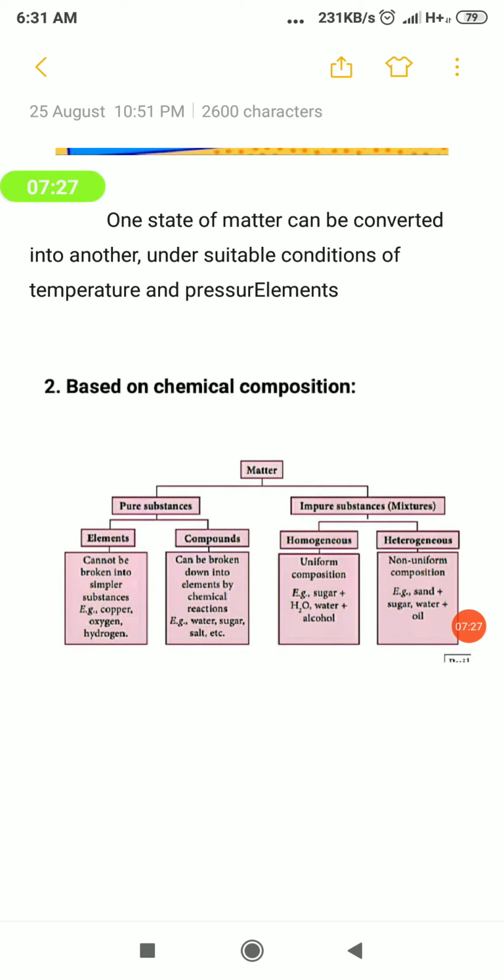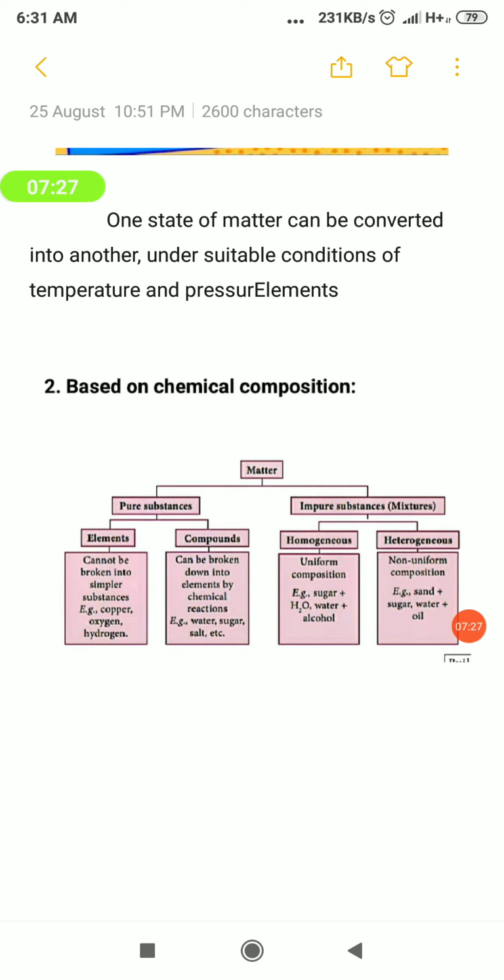And impure substance has 2 divisions. Impure substances are otherwise called mixtures. What are impure substances? How are impure substances called? They are also called mixtures. Here we have 2 types: one is homogeneous mixture and the other is heterogeneous mixture. So this is the classification based on chemical composition.